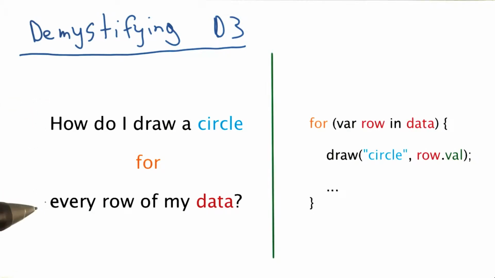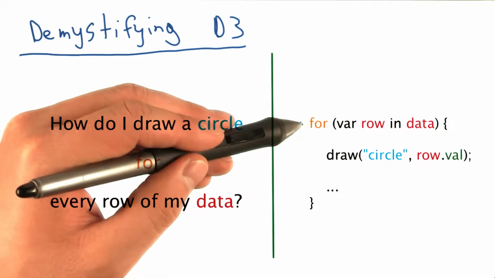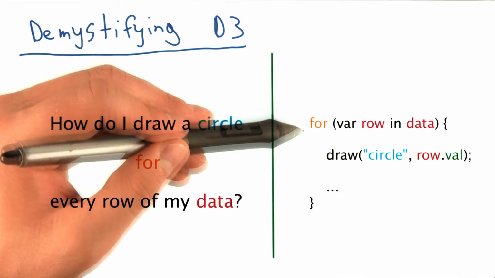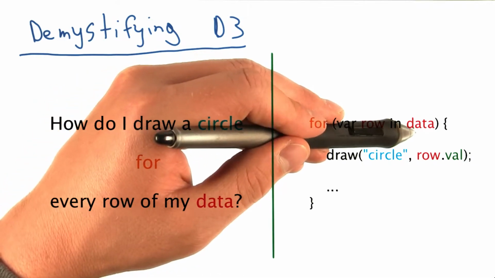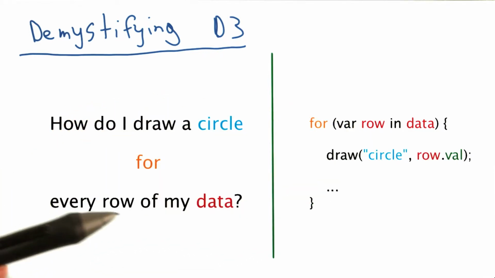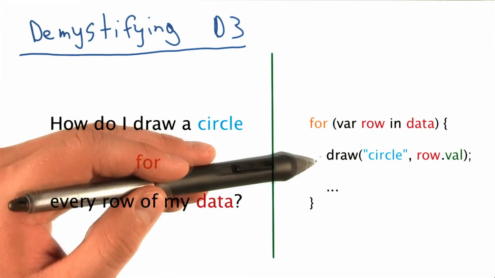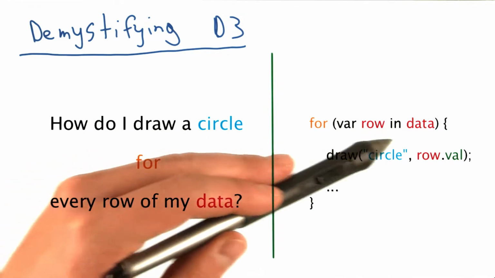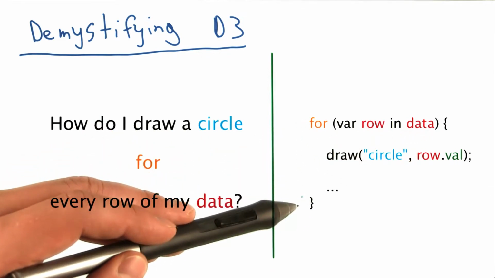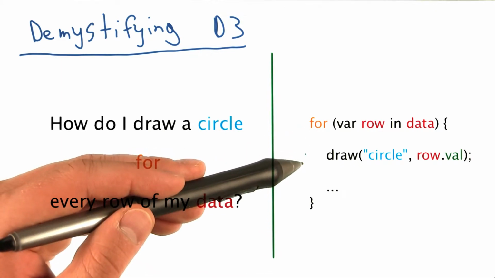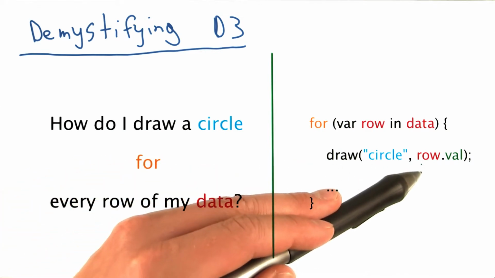And the most natural answer to this question, at least in JavaScript, is exactly that, a for loop. Again, how do I draw a circle for every row of my data? Well, we could iterate through every row in our data, and for each row, draw our circle with the value of that row. And while this is partially pseudocode, this could be a perfectly sensible way to think about drawing a chart dependent on data in a very JavaScript-y way. Notice how we have to be very explicit and procedural in how we tell the computer to draw a circle for every row in our data.